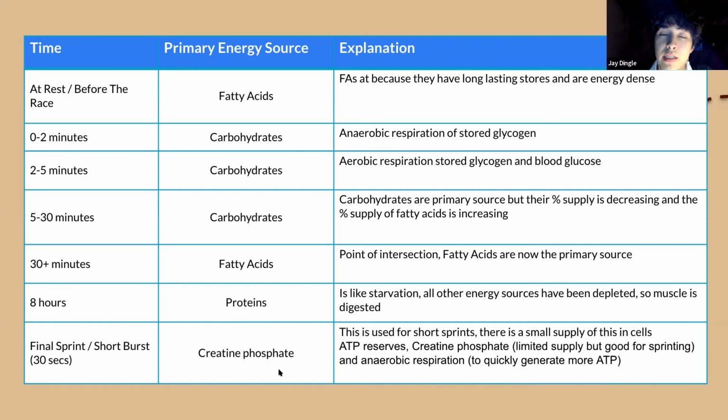Now, whenever you get a sprint or a short burst, so anytime you see that word in an exam question, you should be thinking creatine phosphate. There's a small supply of these in cells, such as ATP reserves. They're in limited supply, but they're really good for sprinting. So that's the main thing to remember there.